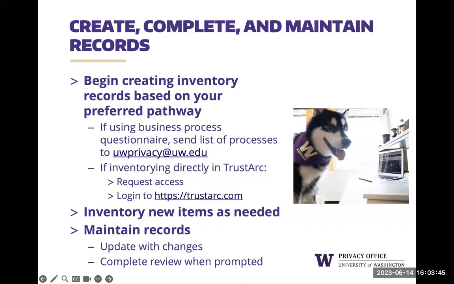If you are using a business process questionnaire, send a list of processes to uwprivacy@uw.edu. If you are inventorying directly in TrustArc, you'll need to submit a TrustArc Access Request form, which is available on the Privacy Office website. Once you have access, you can log into TrustArc at trustarc.com.